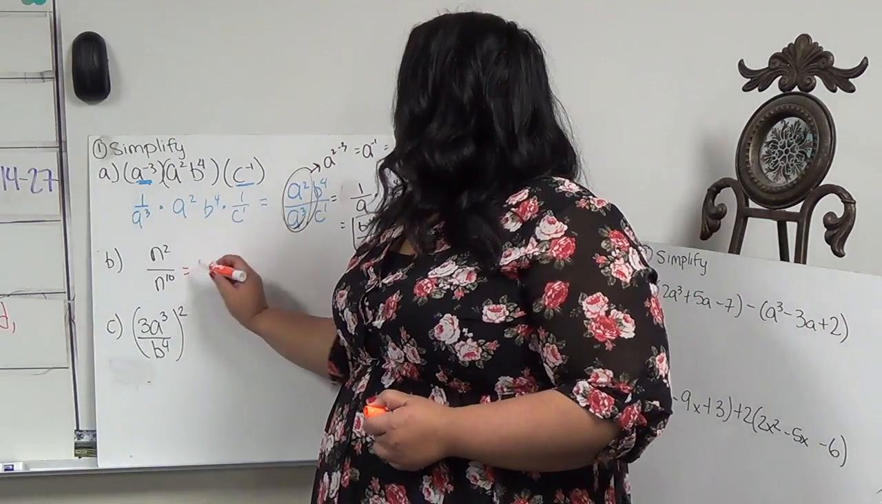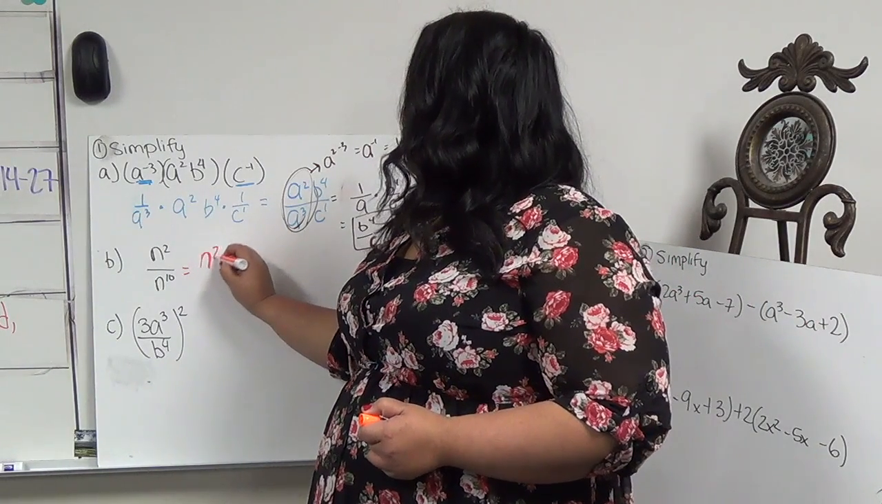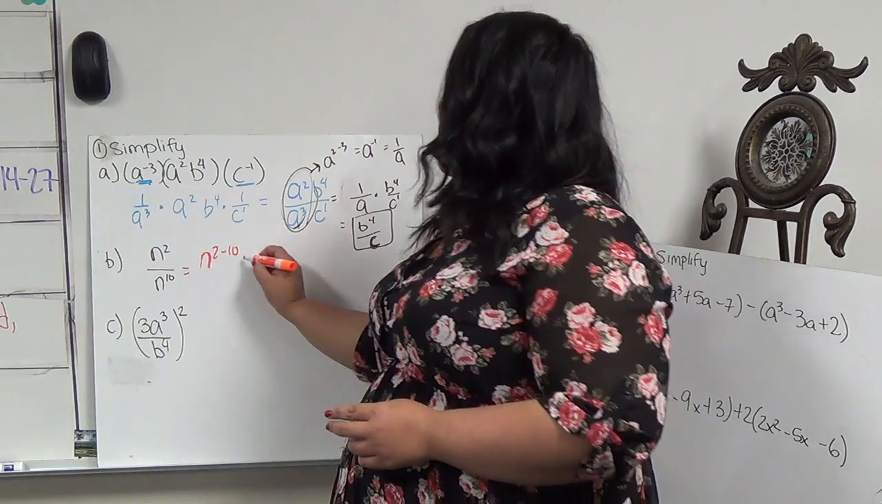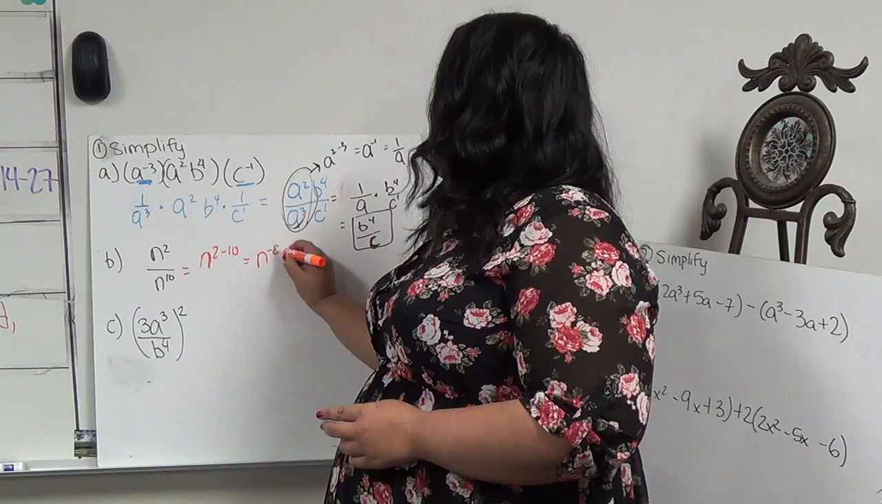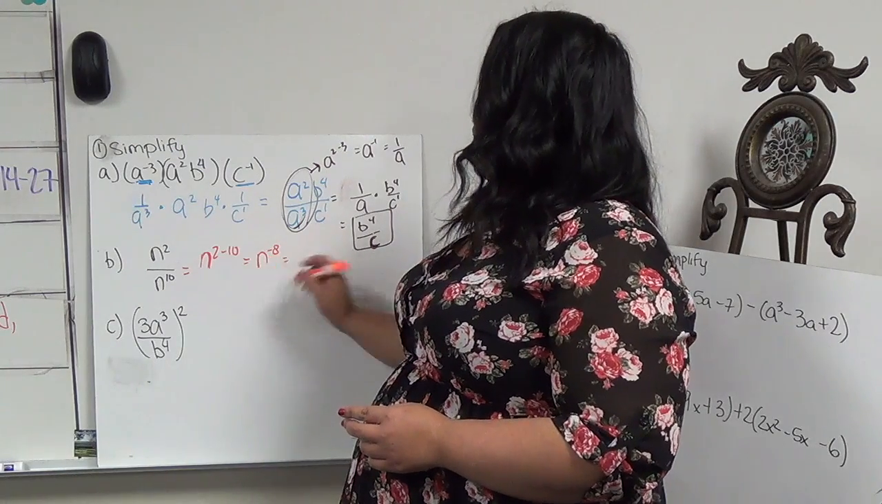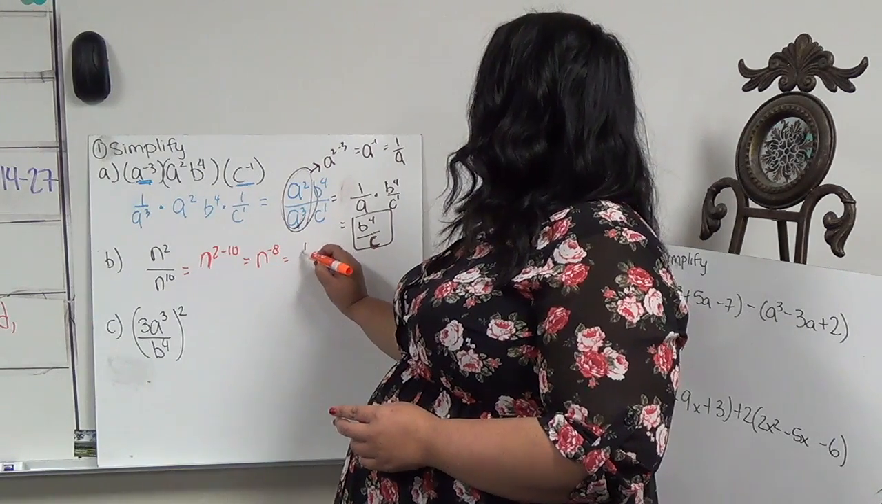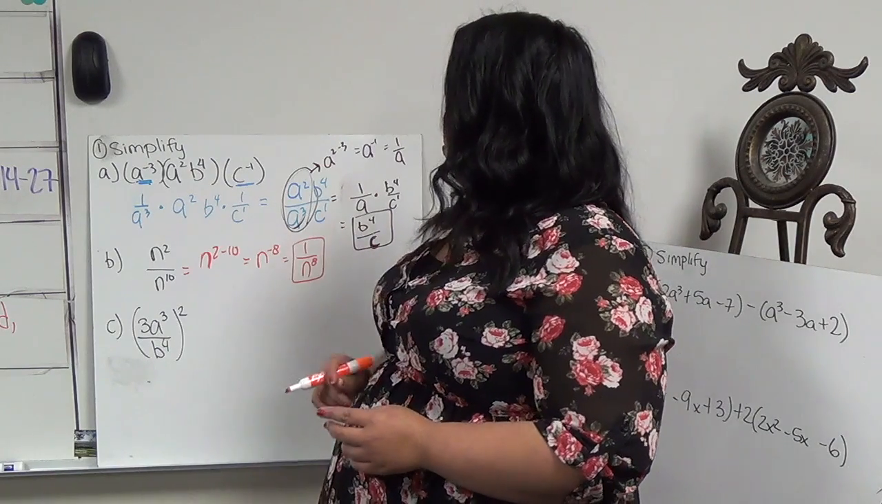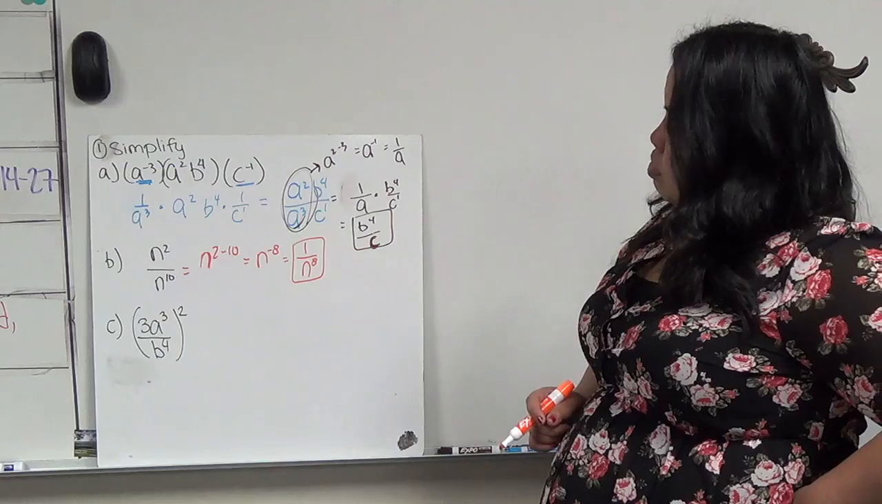This is n to the 2 minus 10, because this is both n. Remember, the bases have to be the same. So this is n to the negative 8. Which means that this negative is telling me this n is on the wrong side, and so I do 1 over n to the positive 8. Okay?